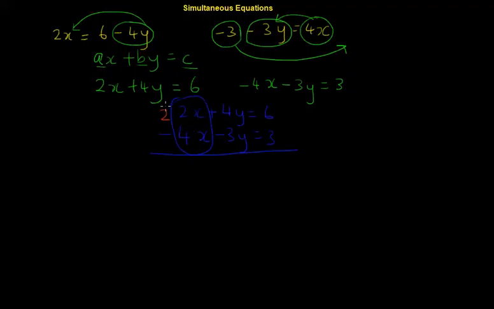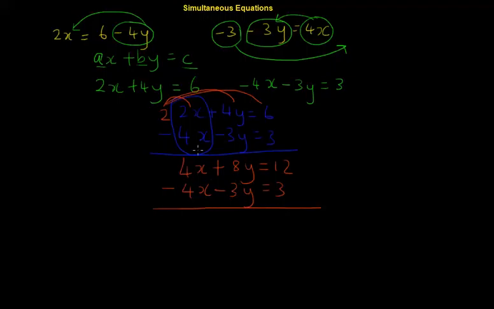Okay, so we multiply 2 by 2x, which gives us 4x, and then 2 times 4y, giving us 8y, and then 2 multiplied by 6, that's 12. And then here nothing's changed because we just have -4x, which is what we wanted them to be the same, and so we just continue writing it as normal, -3y equals 3. Okay, so now these two are the same, we can go ahead and just subtract them.